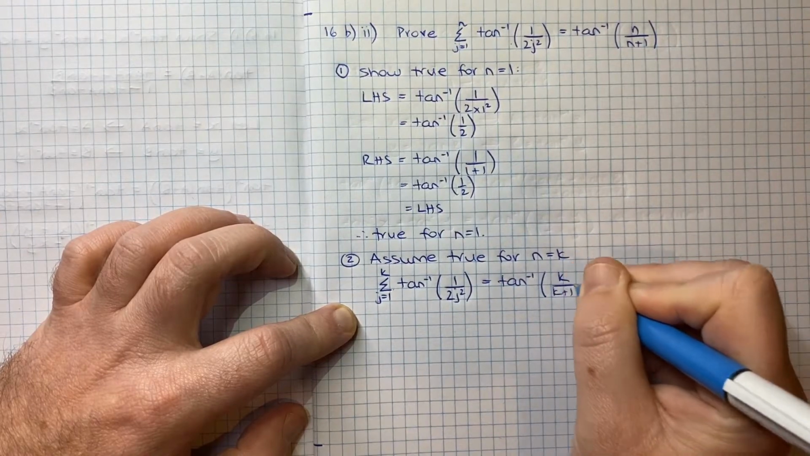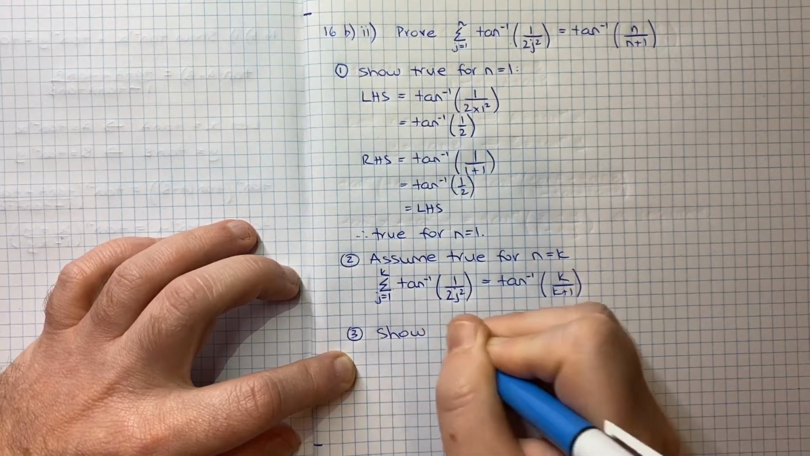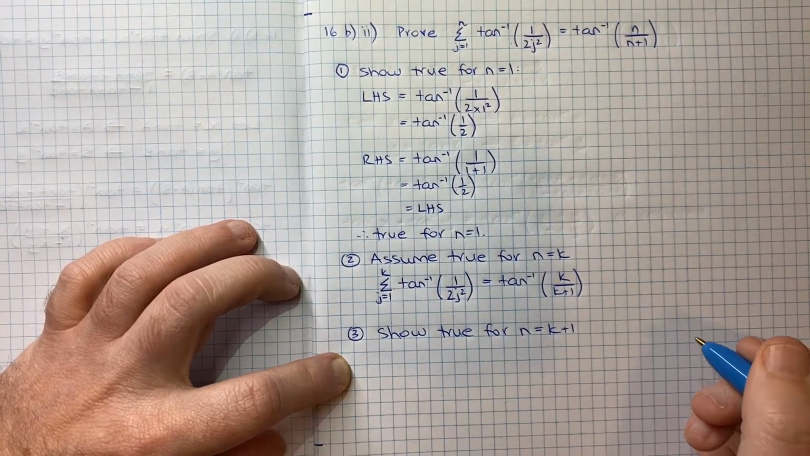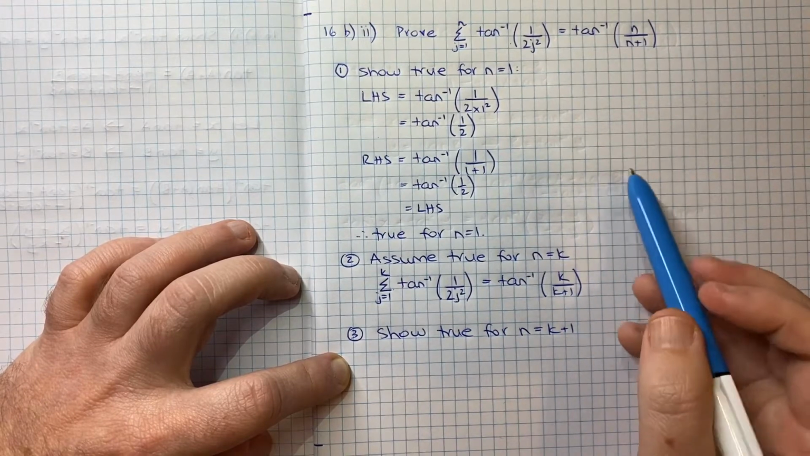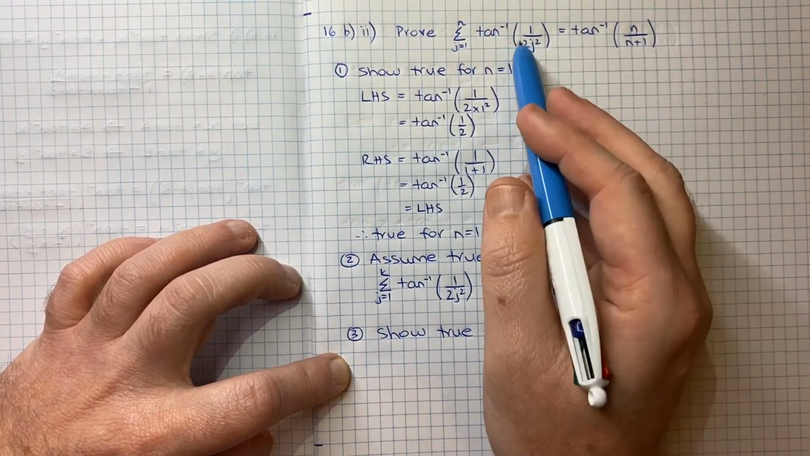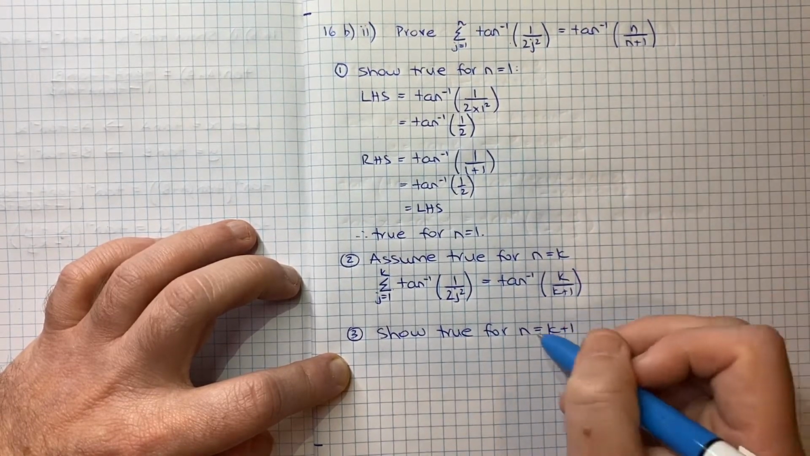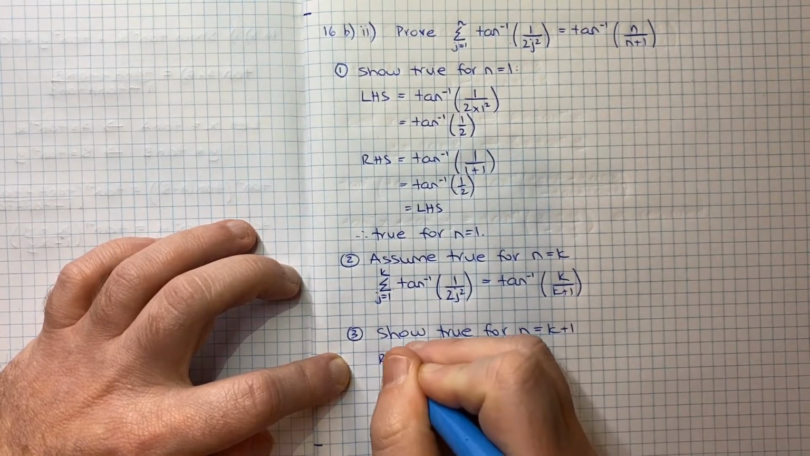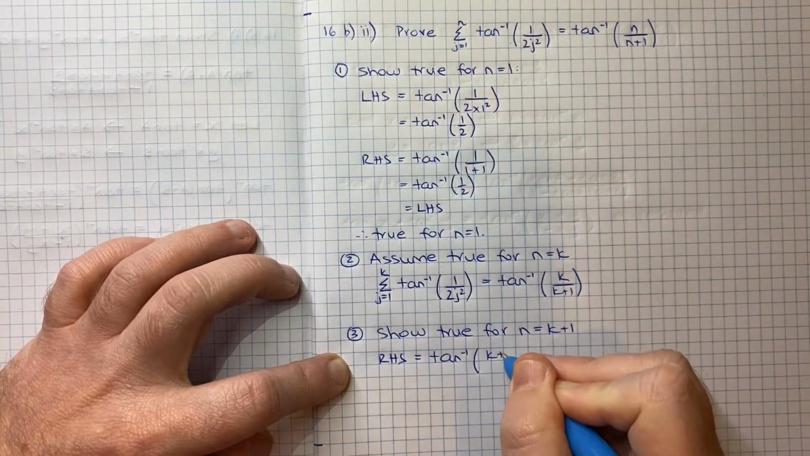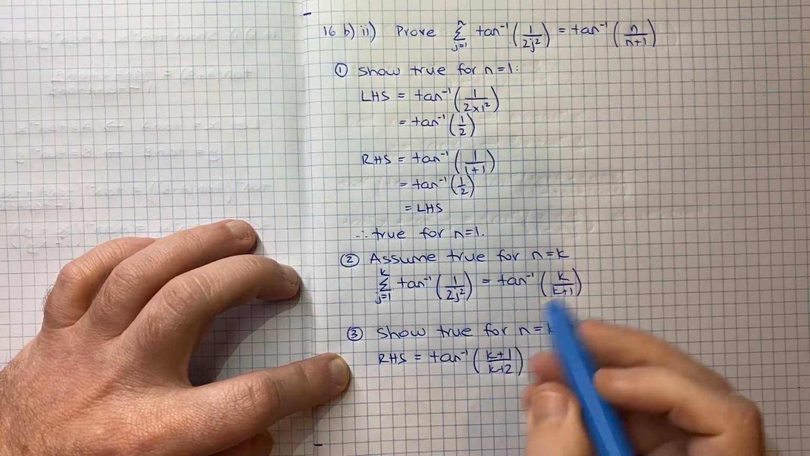All right, so now we're on to the hard bit, which is to show true for n equals k plus 1. Here, typically you need to pick, do you do the left-hand side first or the right-hand side first? Normally, as a rule of thumb, I'll pick the side that looks simpler. In this case, the right-hand side looks a lot simpler to put in n equals k plus 1. So let's have a look. The right-hand side would be equal to the inverse tan of k plus 1 on k plus 1 plus 1, or k plus 2. And that's pretty much it for the right-hand side.